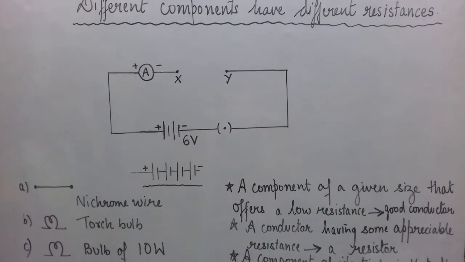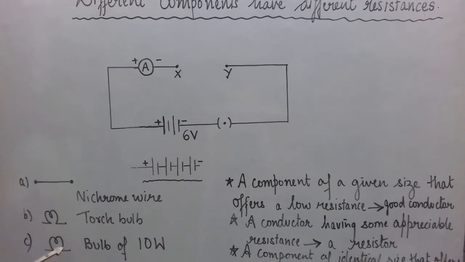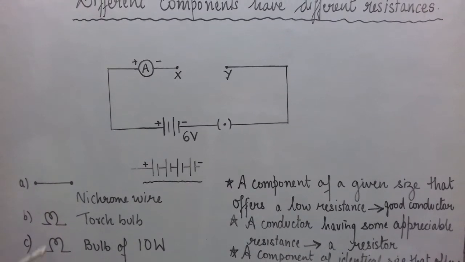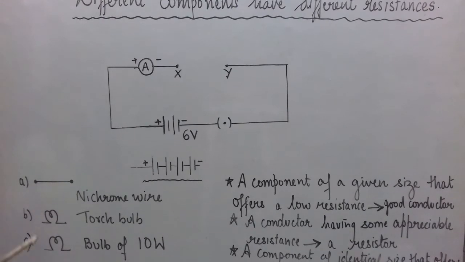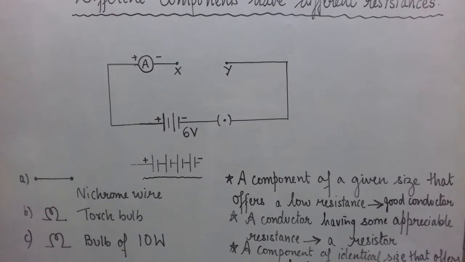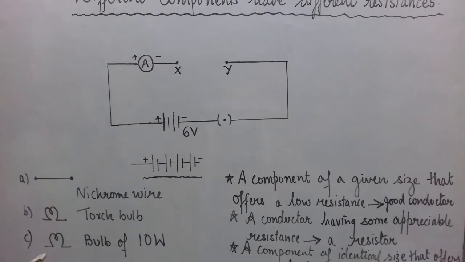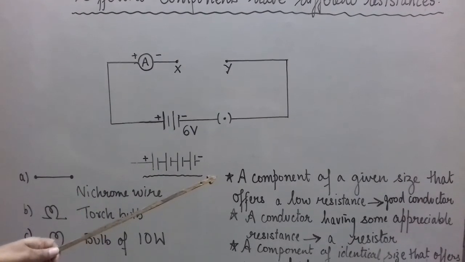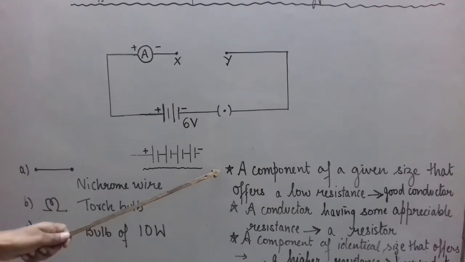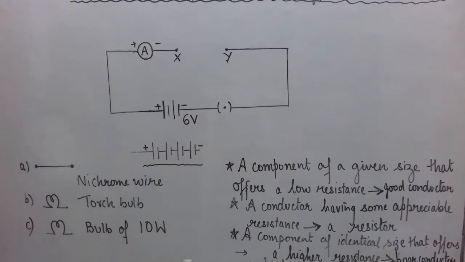So here, using this activity, we can prove that as the current reading is different in each case, different components have different resistance, or they offer different opposition to the flow of electric current through them. Now in NCERT, you have these four sentences. So I'll just explain what they actually mean.